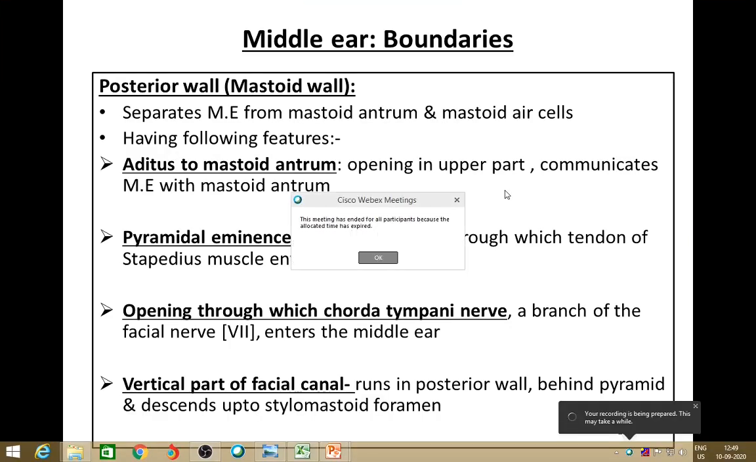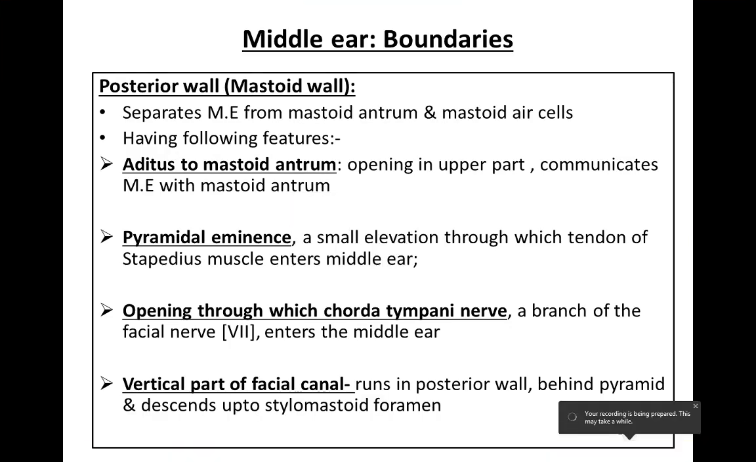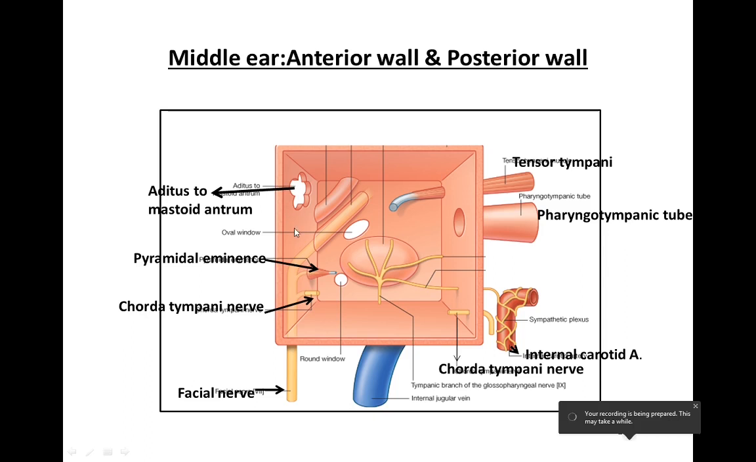Then come to the posterior wall. At the upper part of the posterior wall, there is an opening called aditus to mastoid antrum, through which it is communicated to the mastoid air cells or mastoid air cavity. Then at the lower part, there is an aperture for the chorda tympani nerve, which is a branch of the facial nerve.